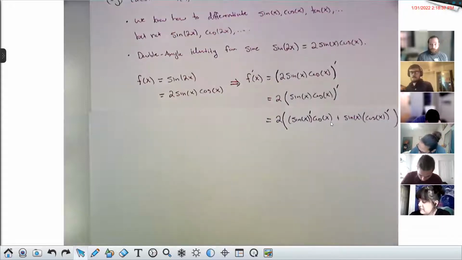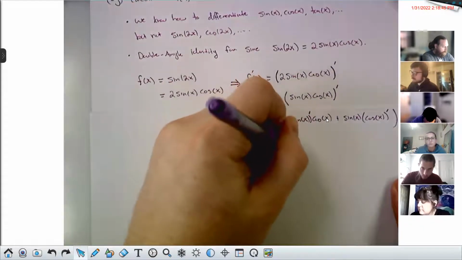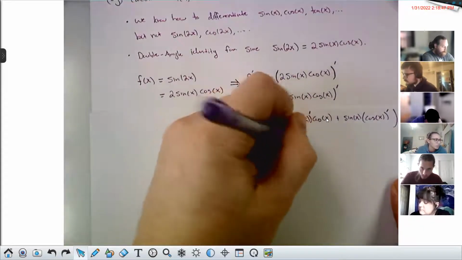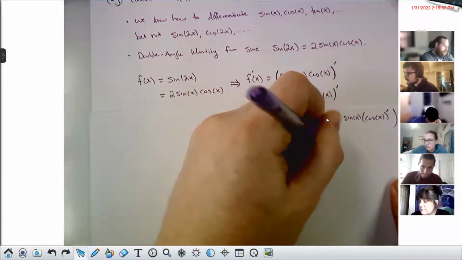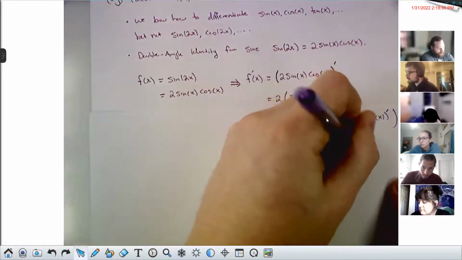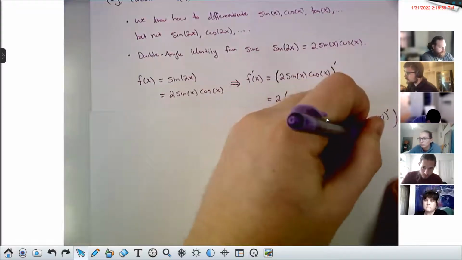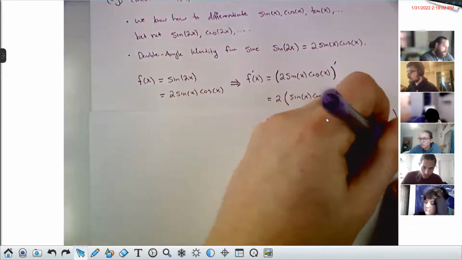And this turns out to be pretty nice. The derivative of sine is cosine, so the derivative of sine x is cos x. So this is 2, open big parentheses, cos x times cos x plus sine x times the derivative of cos x, which is negative sine x.